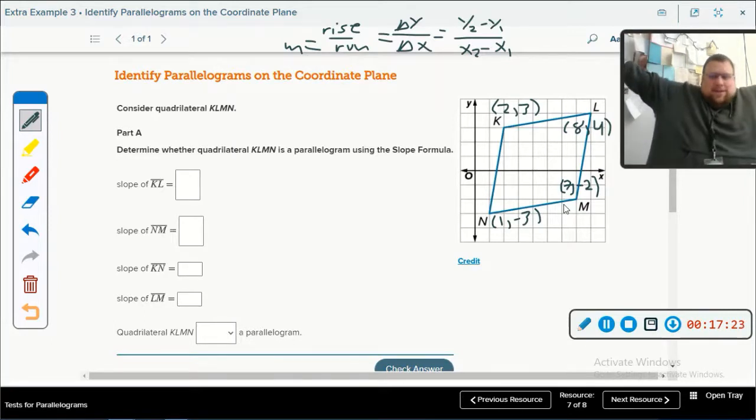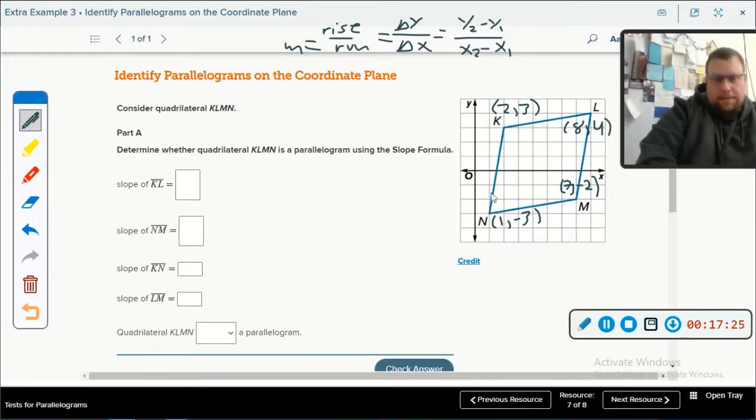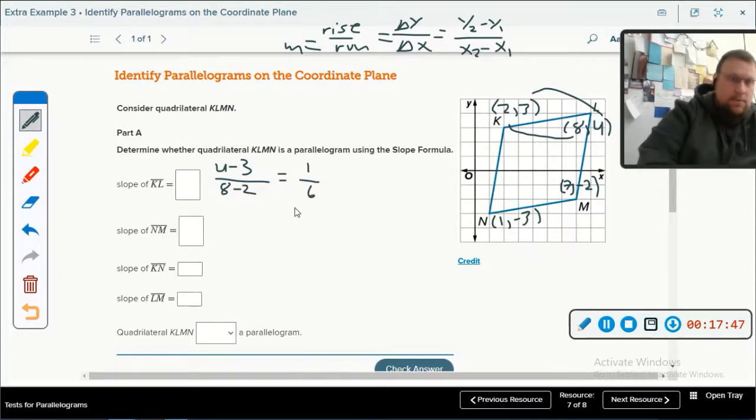Oh, sorry. Let's stretch it out. Let's try it out. So I'm going to subtract their y's. For KL, I'm subtracting these two, so I'm going to have 4 minus 3, since I start out with 4, over 8 minus 2, which equals 1/6. Okay? So this is 1/6.